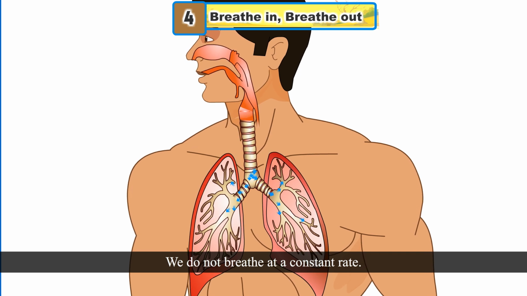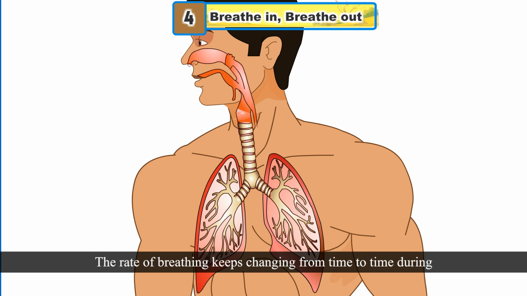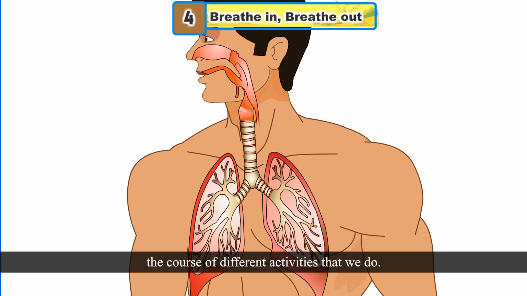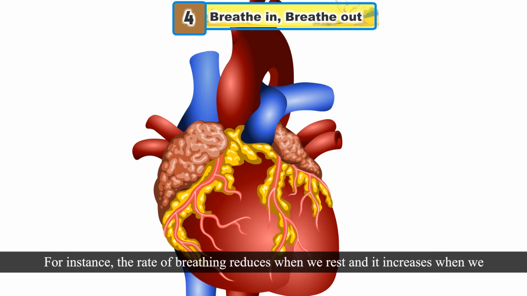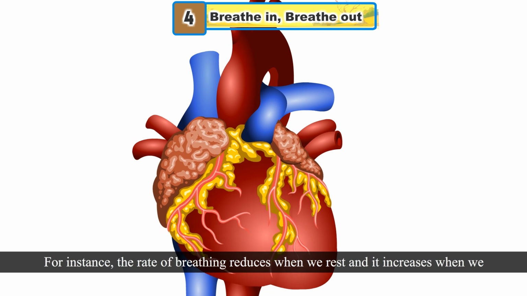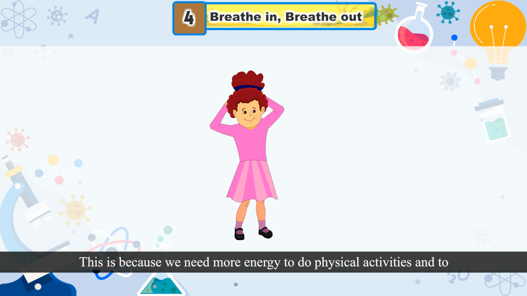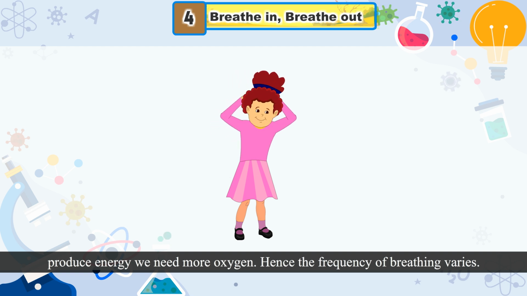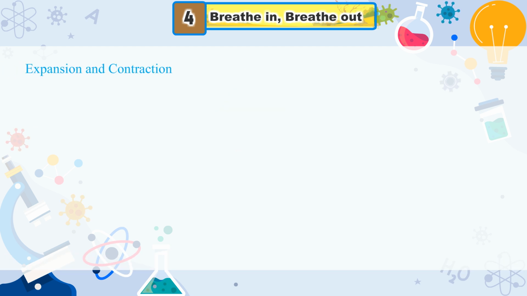We do not breathe at a constant rate. The rate of breathing keeps changing from time to time during the course of different activities that we do. For instance, the rate of breathing reduces when we rest and it increases when we undertake an activity. This is because we need more energy to do physical activities, and to produce energy we need more oxygen. Hence the frequency of breathing varies.